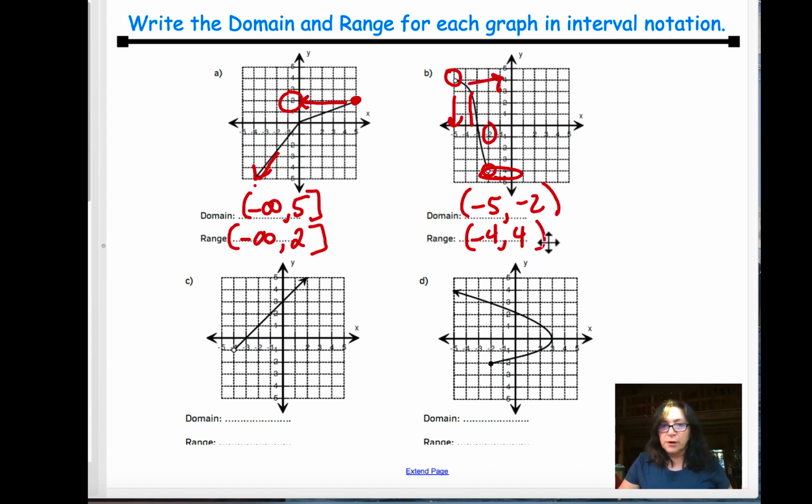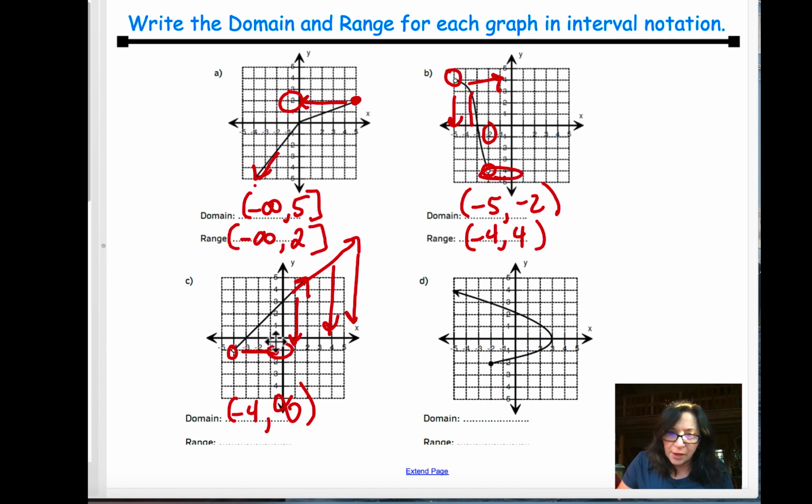So up to 4. For this problem, left to right again, this looks like it's negative 4, but it's an open circle, and if you can't see that, that's an arrow. So this one's going to go from negative 4 to, and that's going to keep going, right? This is just going to keep going up, and you're just never going to get that x value. So that goes to infinity, and my range goes low to high.